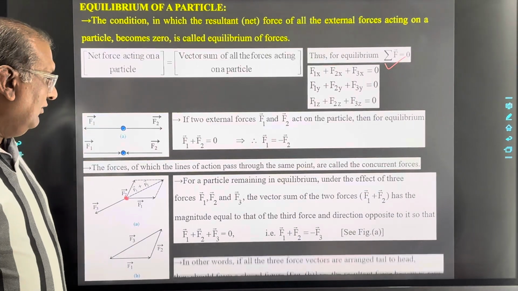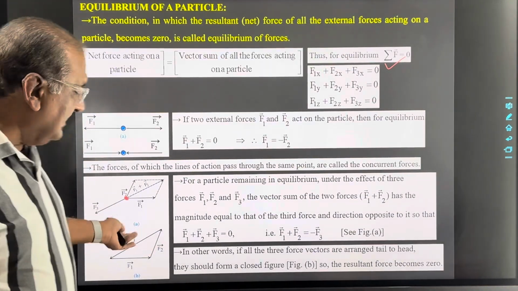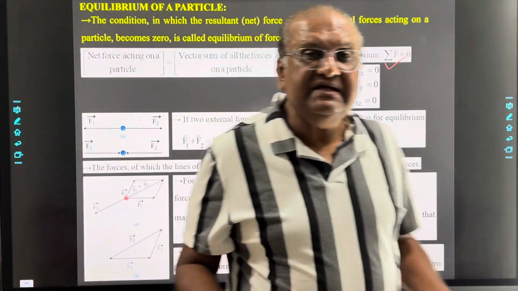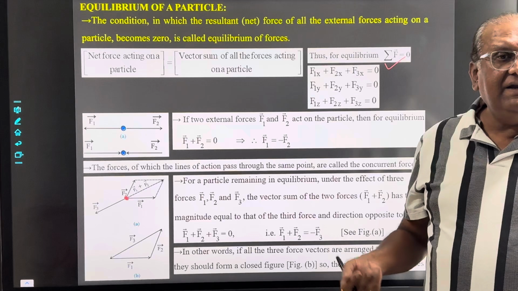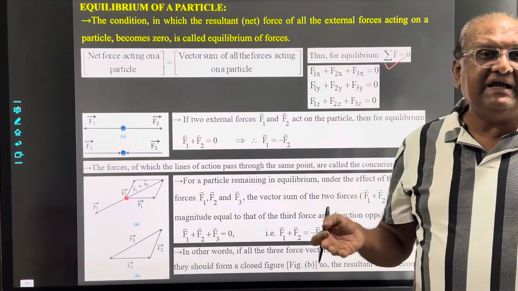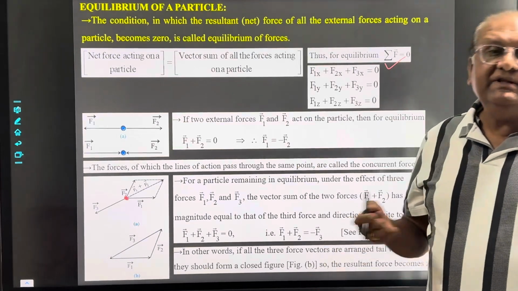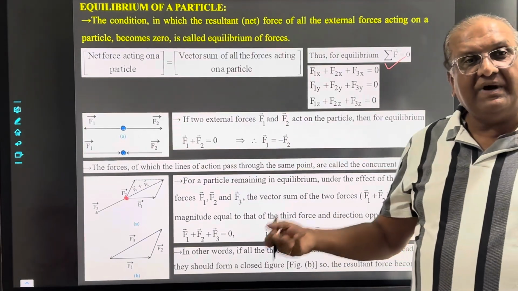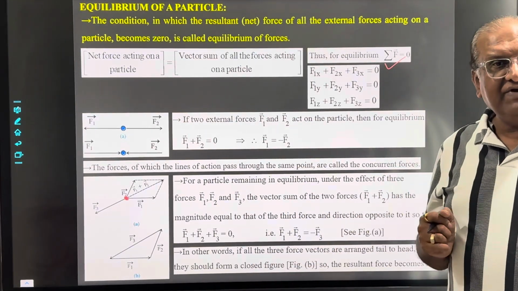Now, we can represent this in the broad sense like this. If n forces are acting on the particle, and the vector sum of all these n external forces is equal to 0, then the equilibrium of the particle will be obtained. Clear, the concept of equilibrium?